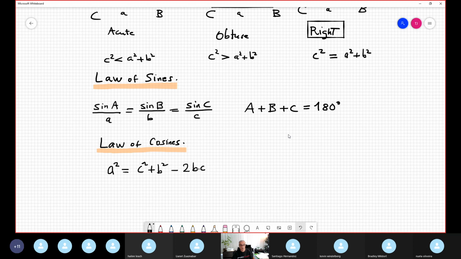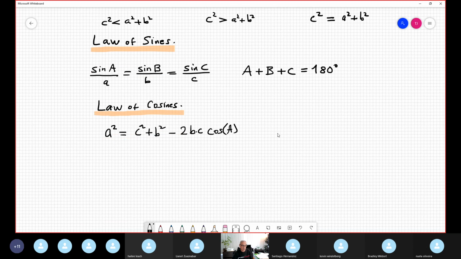Let me fix that. Cosine A, capital A. And this is not the only one. We have another two combinations. You find c squared is equal to a squared plus b squared minus twice ab cosine C. And another possibility is b squared is equal to a squared plus c squared minus 2 times a times c cosine B.